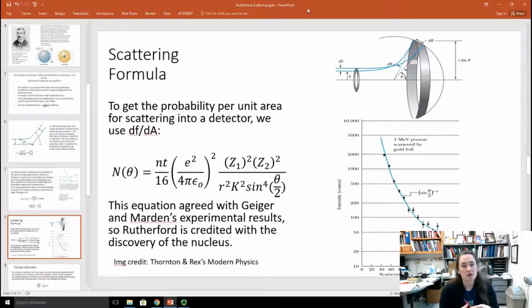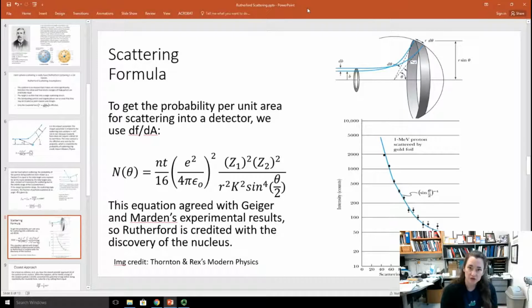Now, if you want the probability per unit area for scattering into a detector, remember your detectors have a finite area, okay? And it's easier sometimes to measure an intensity or a scattering rate than it is to measure the total number of particles, right? Because you're measuring a number per unit time. That gives you an intensity. So if you do that, then you take the derivative of that fraction that we presented earlier with respect to A, and then you can derive the Rutherford scattering formula.